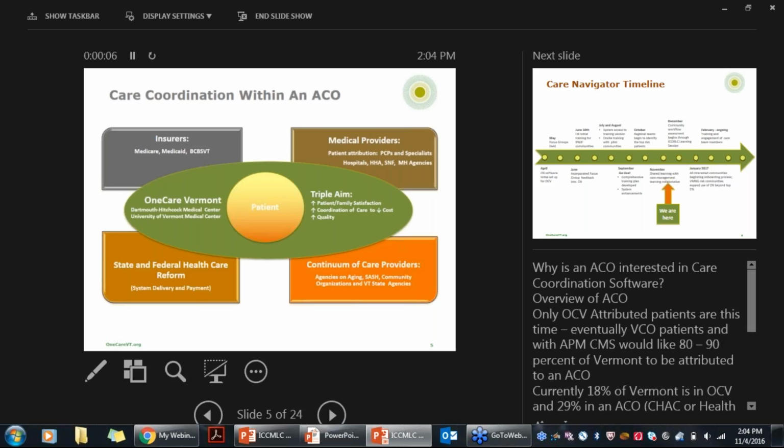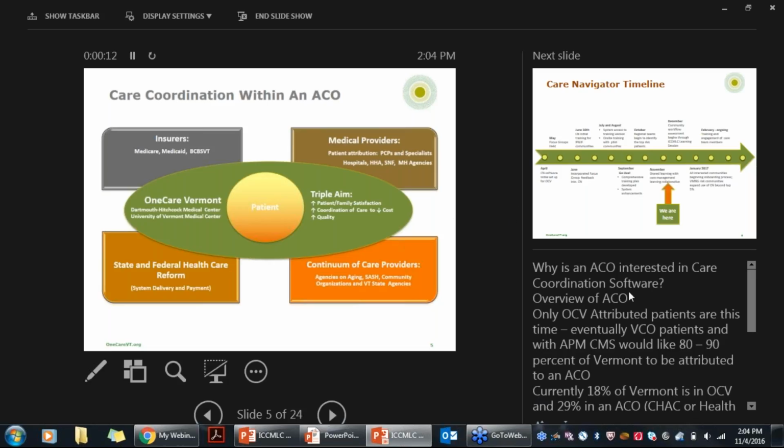When you look at an overview of an ACO, as with any healthcare system, the patient is at the center, and those four boxes are components of the ACO. We know that there's insurers. ACOs are also connected to state and federal healthcare reform. Patients are attributed to providers who join the ACO, and a wonderful part of an ACO is that we can include those continuum of care providers who don't actually have attribution, meaning the patient's connected to them, but they do see patients and affect the outcome of their care.